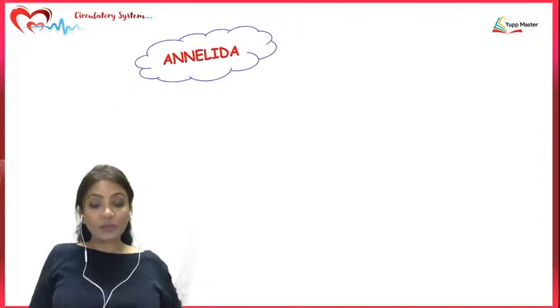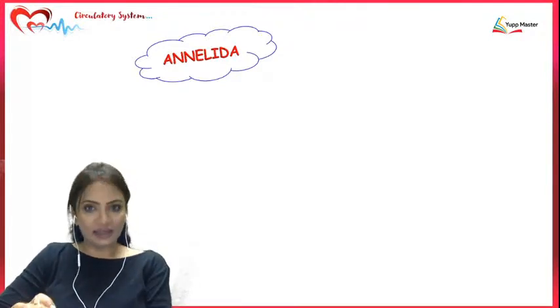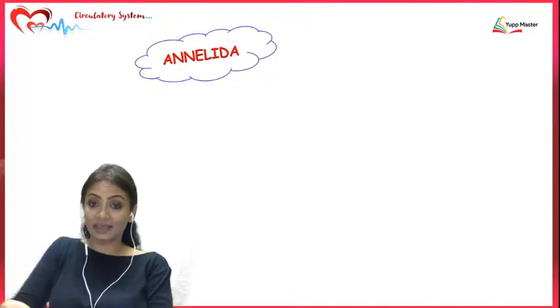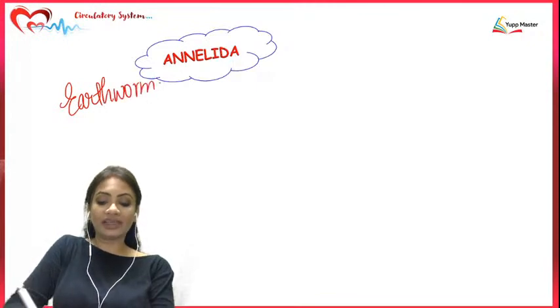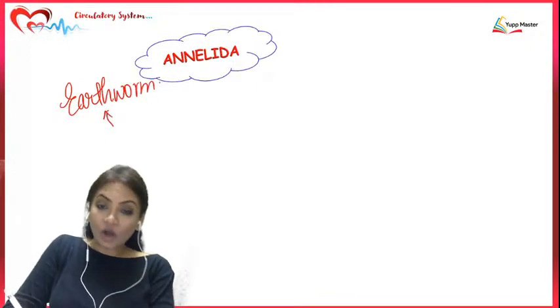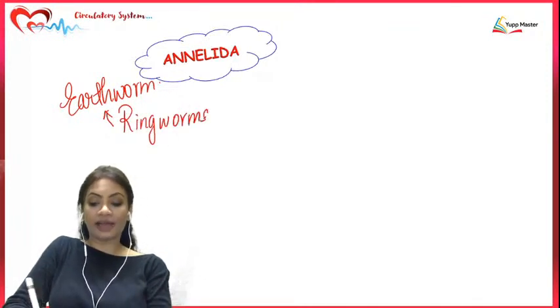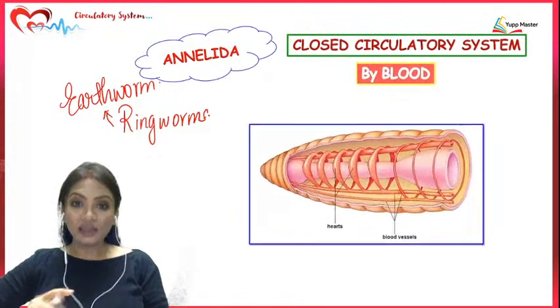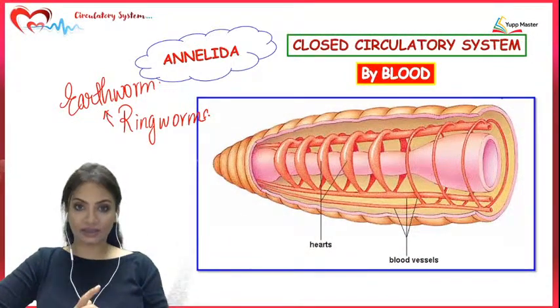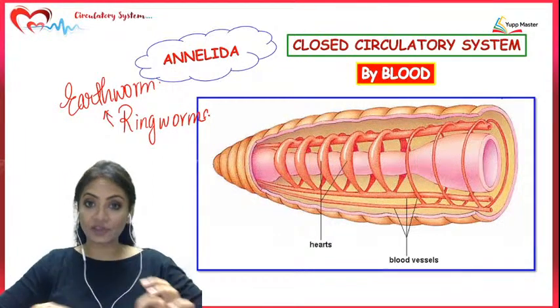Next, we come to the next phylum, which is that of annelids. Now, when we speak about annelids, which animals are we exactly talking about? The most famous annelid is none other than the earthworm. These animals are commonly known as the ringworms. So, we learnt about the flatworms, we learnt about the roundworms, and now we come to the ringworms. In the ringworms, the circulatory system is a closed type. Now, do you remember what we mean by closed type of circulatory system?